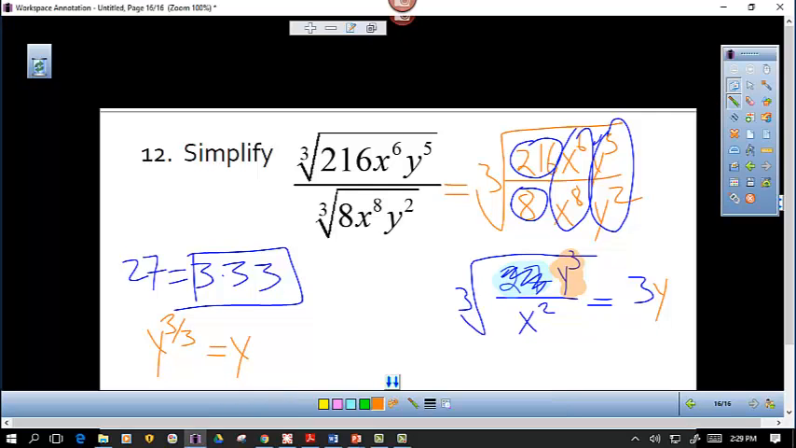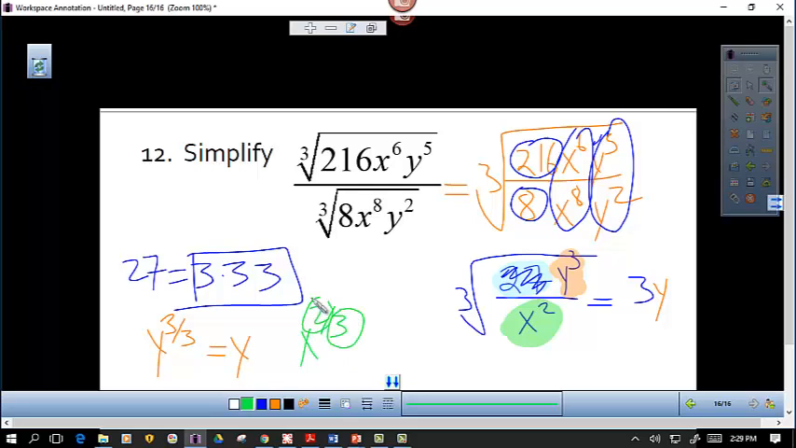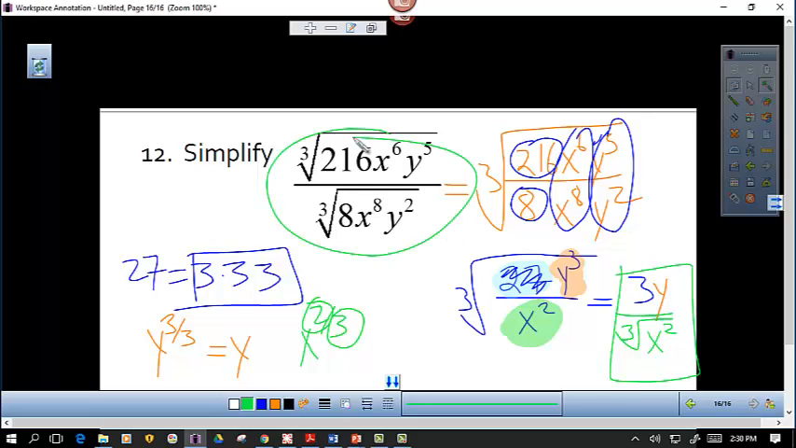Now the problem is that we have an x squared. But if you do x squared divided by 3, see how this number is bigger than this number? That means it has to stay the same. So this is going to simplify into 3y over the cube root of x squared. And that's it. That doesn't look very nice, but it's a little bit easier to deal with than that.